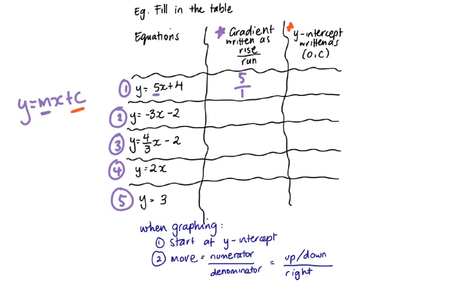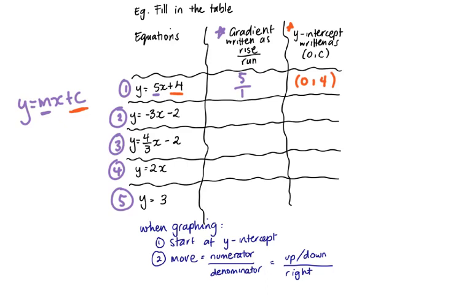For the y-intercept, this is our constant number. If we look at our equation here, it's positive 4, and I'm going to write it in the form of an ordered pair. So it's (0, 4), because our y value is always written second. So we're going to do this for each of our equations, and what I might do is just do the gradients first and then go back and do the y-intercepts.